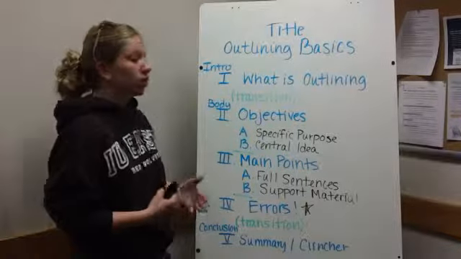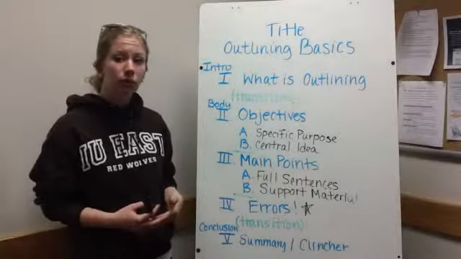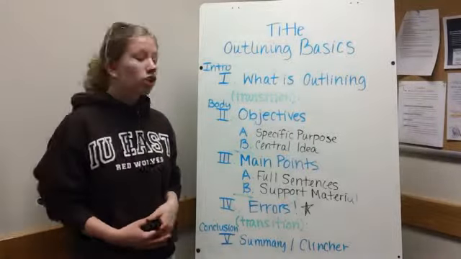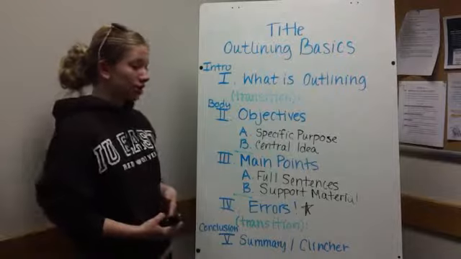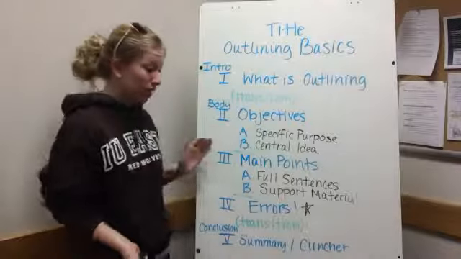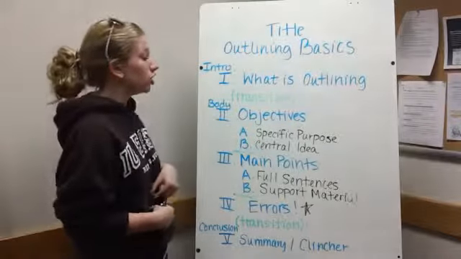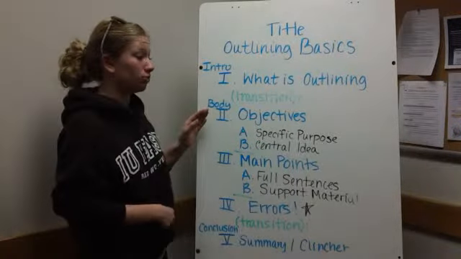You'll also then go into a preview, and your preview is going to talk about the 3 main points that you'll be talking about today. So, the 3 main points that I will talk about today are my objectives, the main points of a speech, and then common errors in outlining. So, to begin with, I'm going to talk about your objectives.